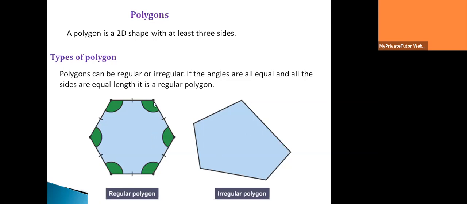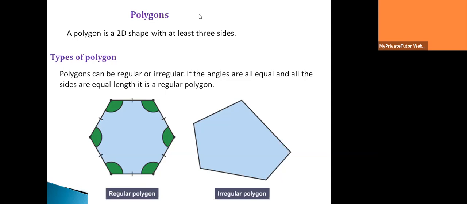So the next one, what are the types of polygons we have generally? We have three-sided shapes, four-sided shapes, five-sided shapes, and so on. Or else we have circular shapes such as circle, oval, or semicircle. But generally speaking, we can differentiate polygons into two ways: regular polygons and irregular polygons.